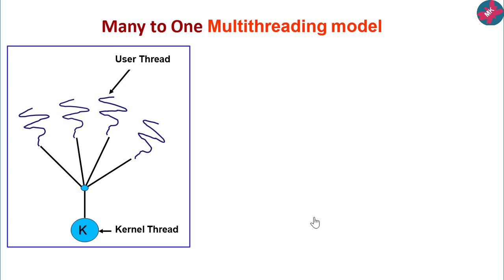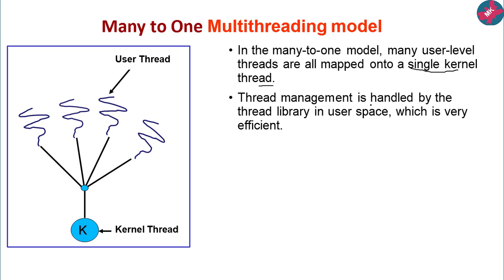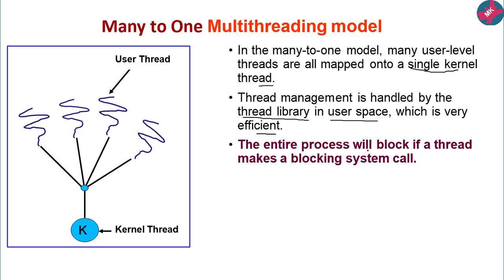Now, as is evident in the diagram, here many is for the user level threads. So there will be many user level threads and only one kernel level thread. In this system, many user level threads are all mapped onto a single kernel level thread. Thread management is handled by the thread library in user space, which is very efficient. The entire process will block if a thread makes a blocking system call.